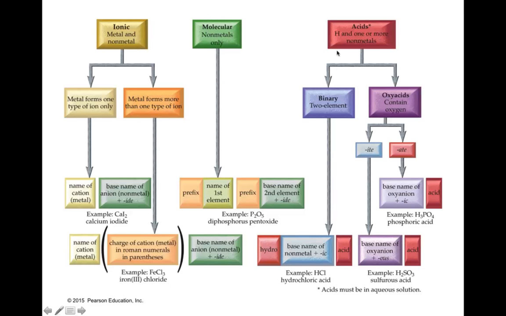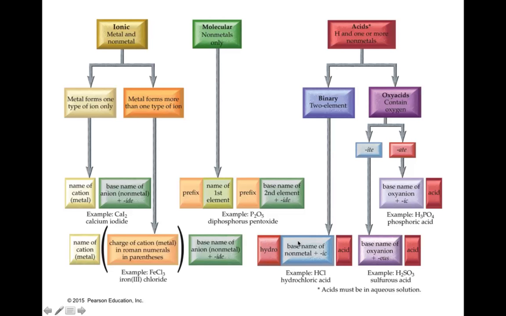And finally, we have another group of compounds that are the acids. The acids, most of the time, are going to start with hydrogen. It could be one or more than one hydrogen, but it's going to start with hydrogen and one or more nonmetals. So we can have binary acids or oxyacids. The binary acids are the ones with just two elements, the combination of hydrogen and another nonmetal.